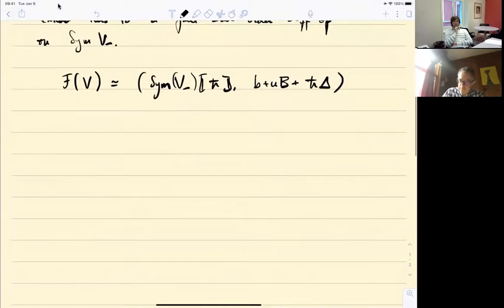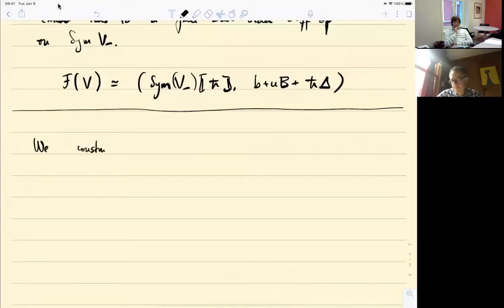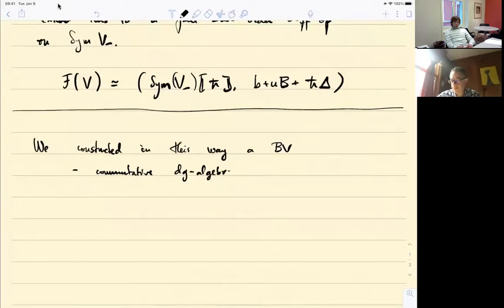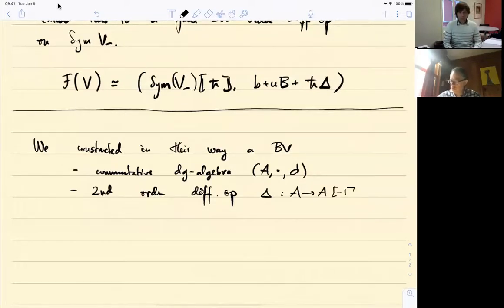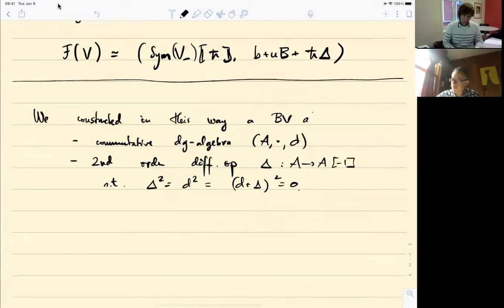So now, I claim that what we have constructed from this data is a BV algebra. A Batalin-Vilkovsky algebra. So I'll remind you what that means. It's a commutative DG algebra, which consists of an algebra, a multiplication, and a differential. And it has a second order differential operator, delta, of degree -1, +1 homologically, sorry, such that delta squared equals d squared equals d delta plus delta d equals 0. Okay, this is what a BV algebra means.